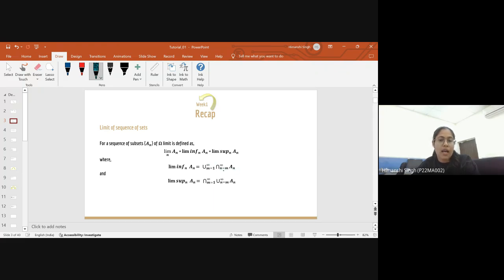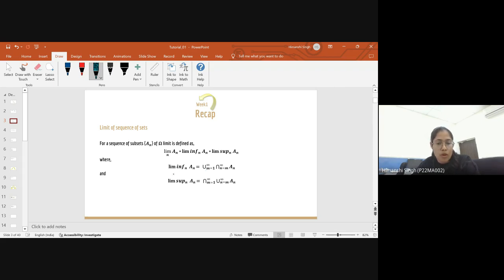Here we are taking the sets A1, A2, A3 and we are taking the intersections. Then the second time, we are deleting the A1 set and finding the intersections from A2, A3 and so on. Proceeding in a similar way, we are finally finding the union of the resultant sets. That was defined to be the limit infimum of the sequence.